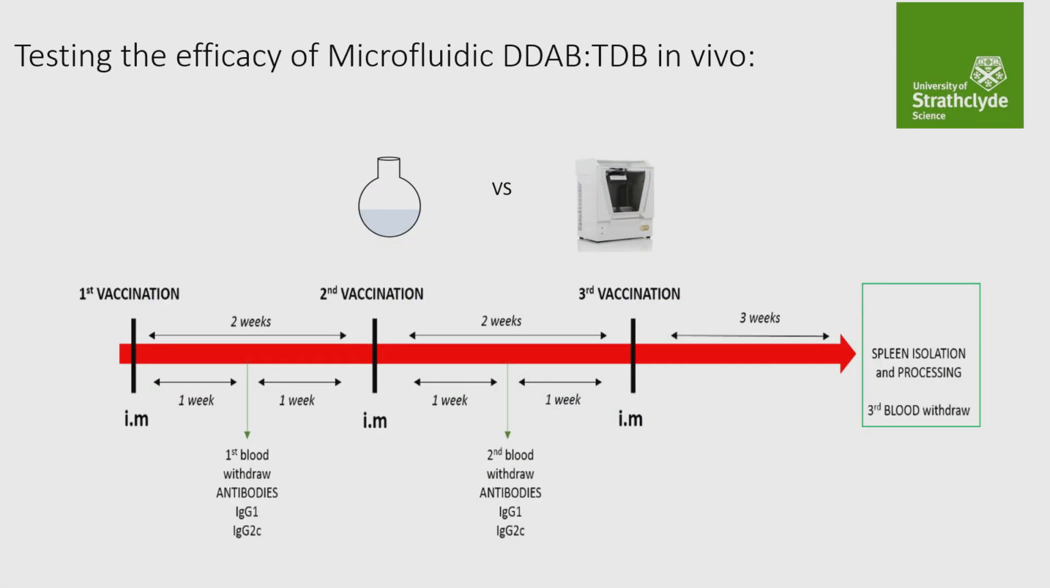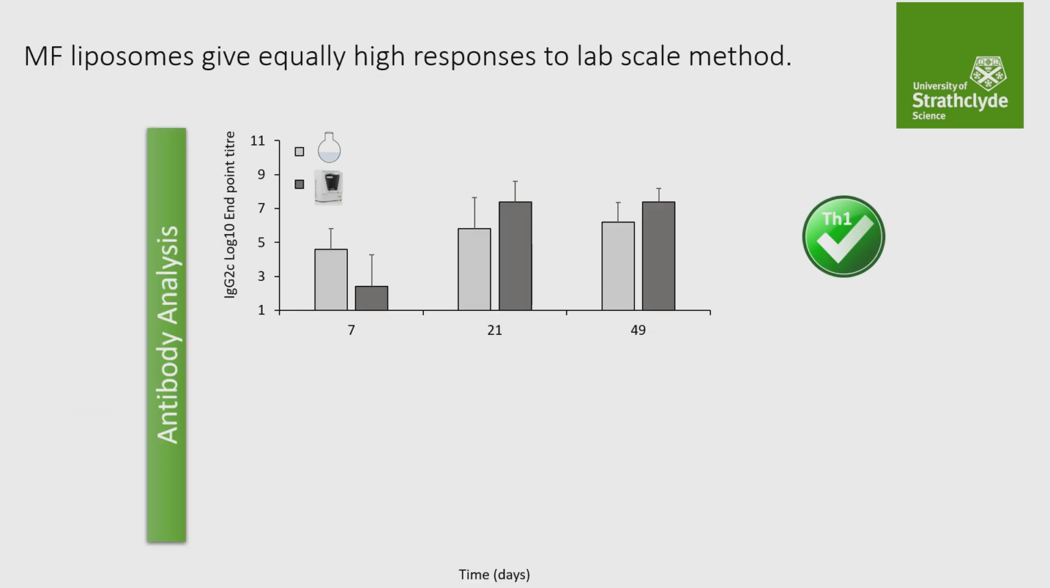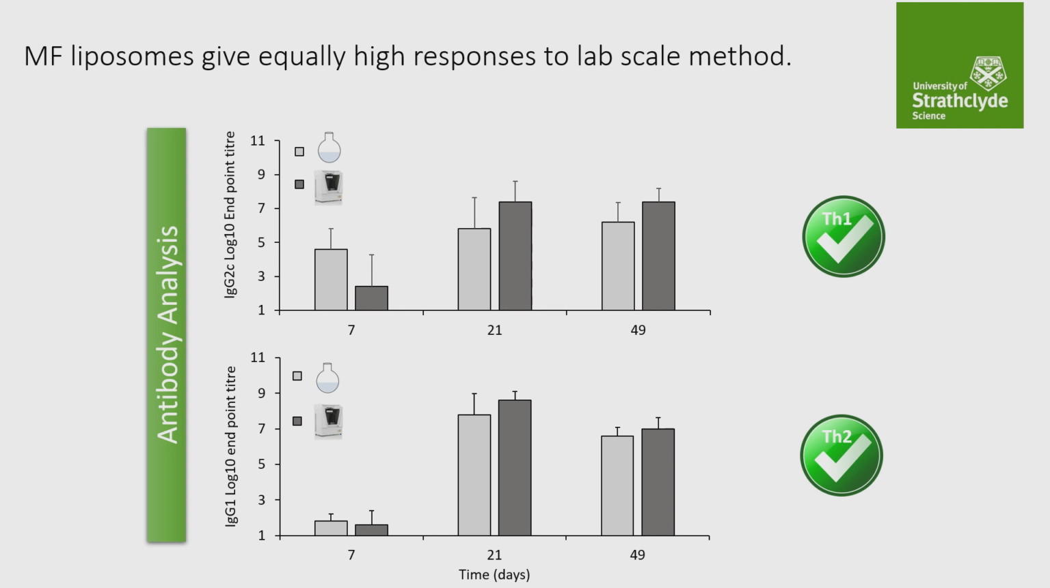So we did a standard vaccine model, with 3 vaccinations, and we monitor immune response. So the light grey is our standard lipid hydration that we've been using, the non-scalable. And the darker grey is when we use the microfluidics platform, so the NanoAssemblr. So in terms of antibody responses, equivalent, so that was great. So this is IgG2c. With IgG1, again, equivalent responses. So we can move from a small-scale batch to an effectively scalable or continuous process with no impact on antibodies.